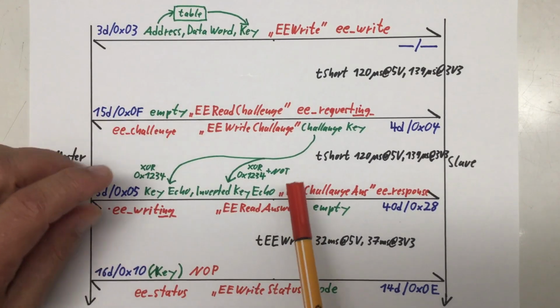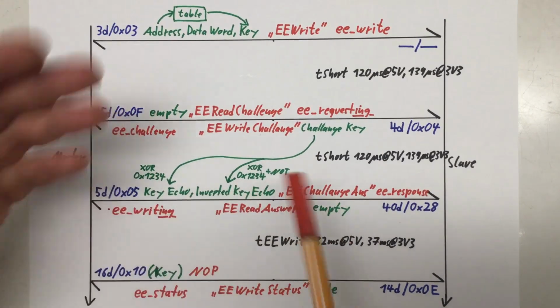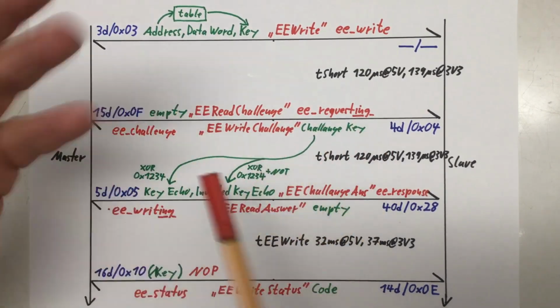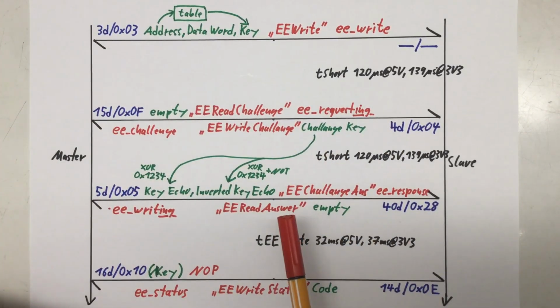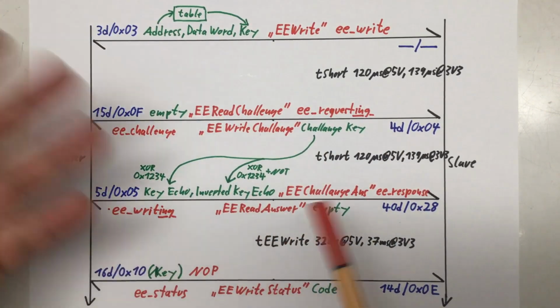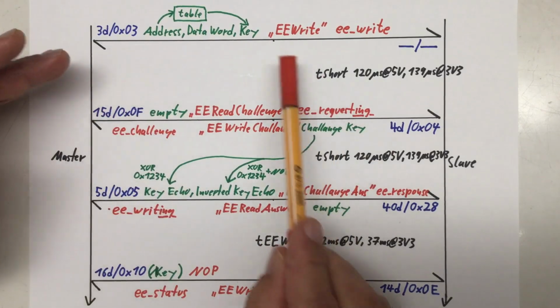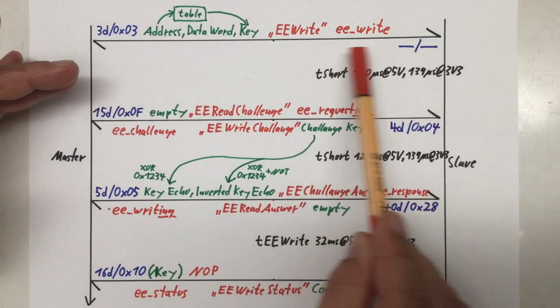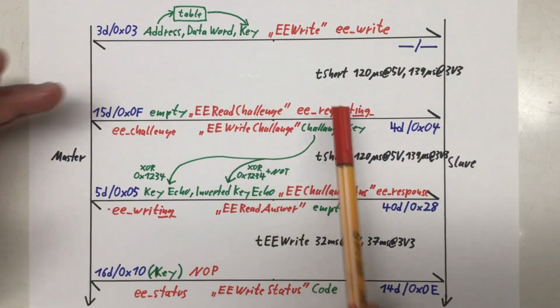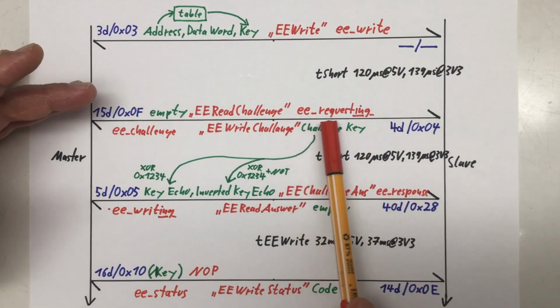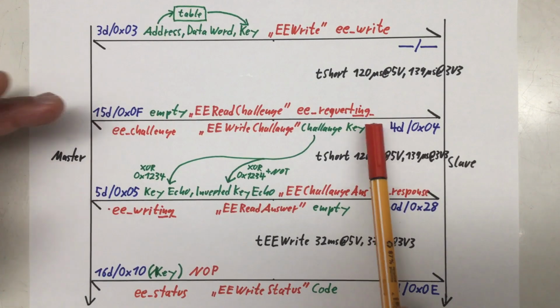As you might have noticed, I'm not really fond of the names or different names that have been used for these messages in the datasheet. So I came up with my own. EEWrite will be, of course, EEWrite, and then EERechallenge will be called EERequesting in the enum.